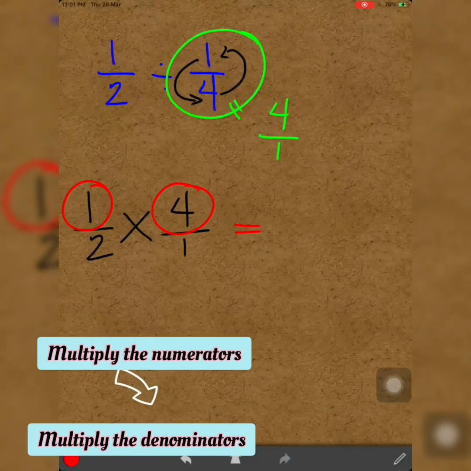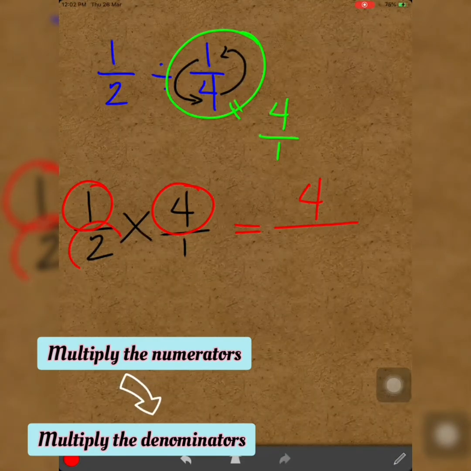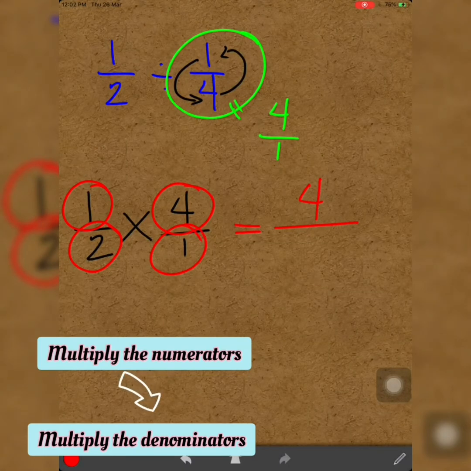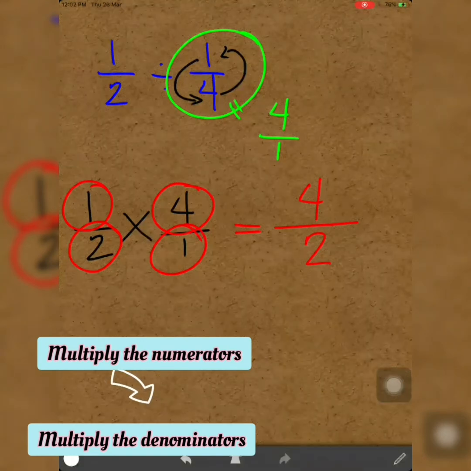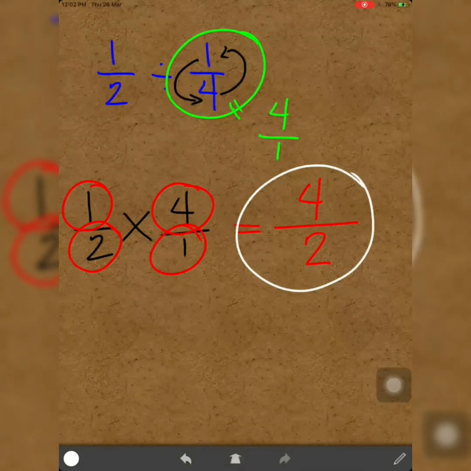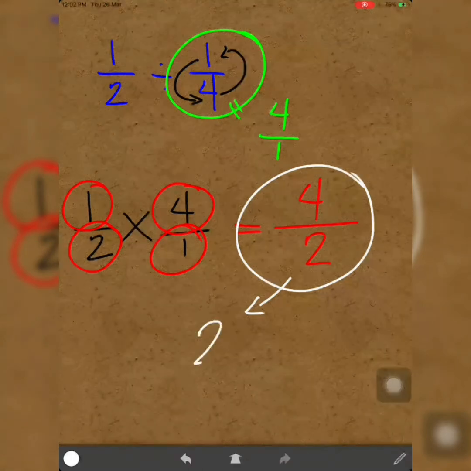So here, the numerators of 1/2 and 4 over 1 are 1 and 4. 1 times 4 is equal to 4. So 4 is our numerator. Then, the denominators are 2 and 1. So, 2 times 1 is equal to 2. Hence, our final answer is 4 over 2, or simply 2.